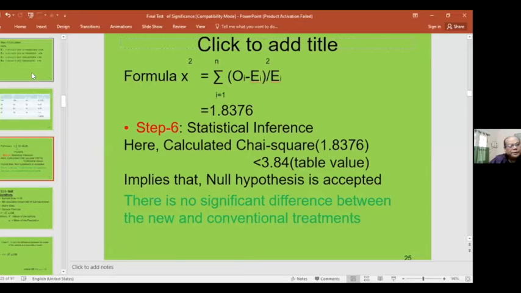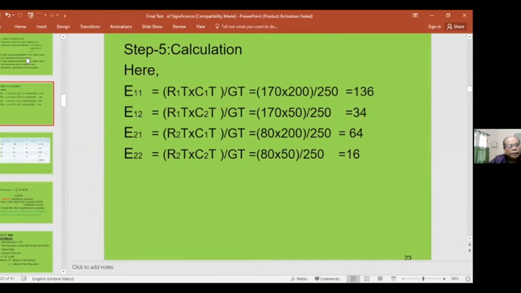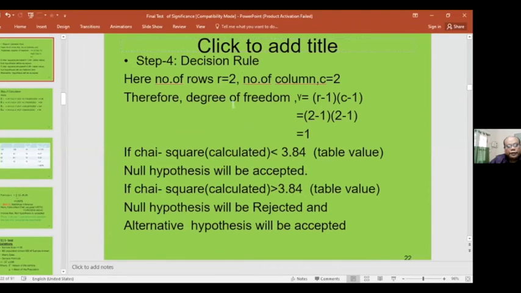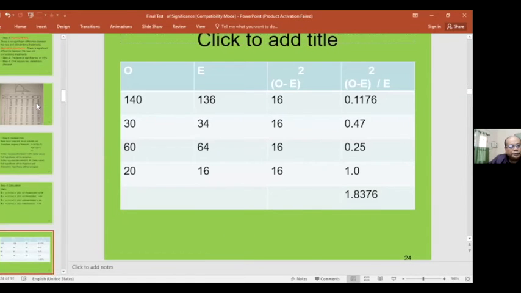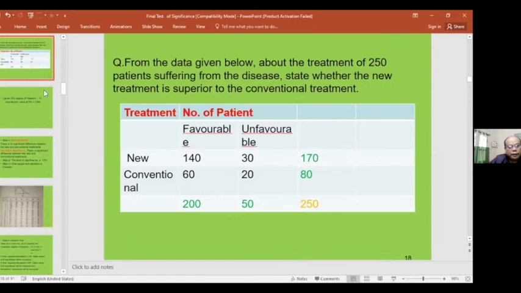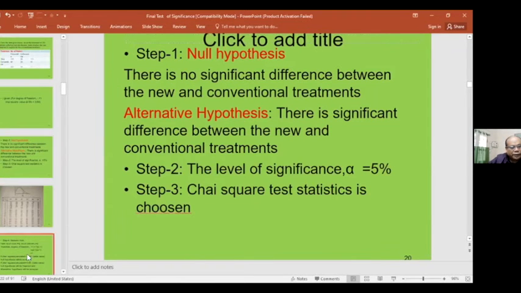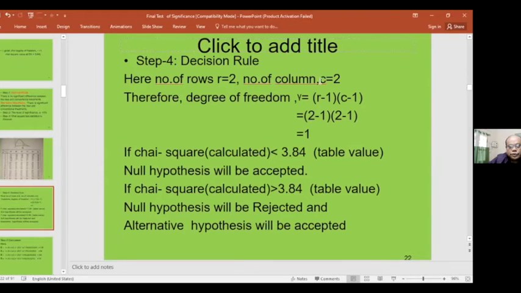Now for the degree of freedom here: how many rows? 2 rows. How many columns? 2 columns. With 2 rows and 2 columns, degree of freedom is (r minus 1)(c minus 1), so degree of freedom is 1. Degree of freedom and the alpha value are the reference point, so you should know how to calculate degree of freedom.